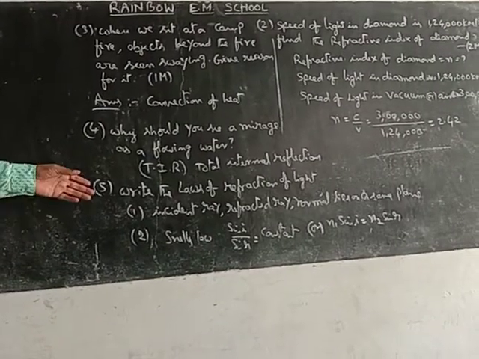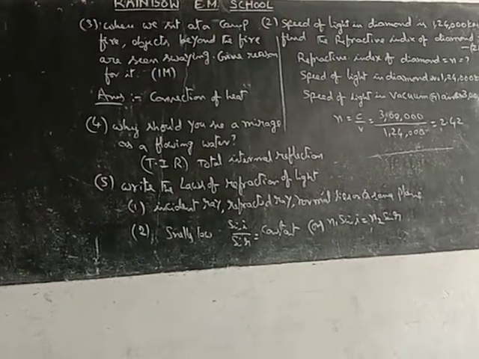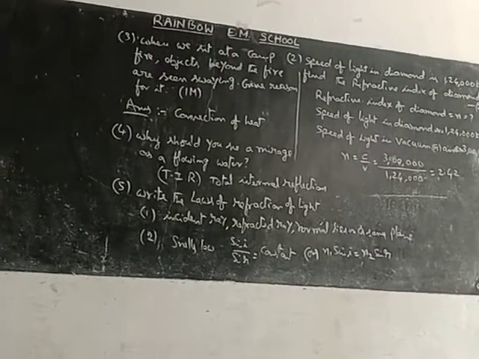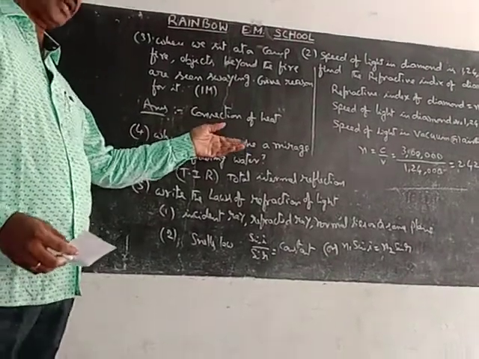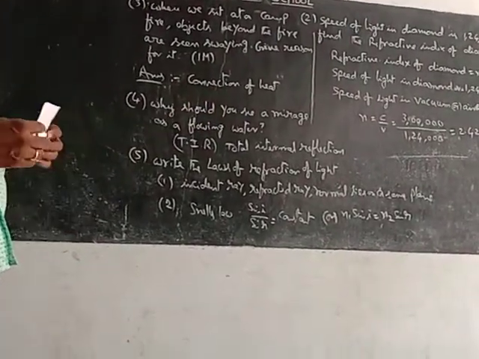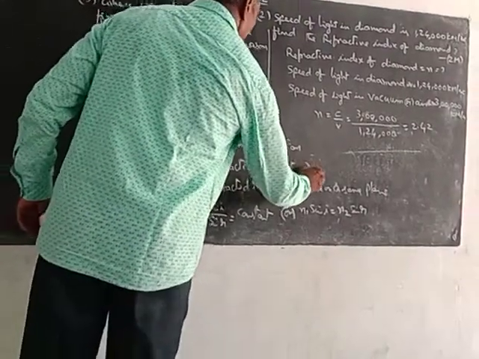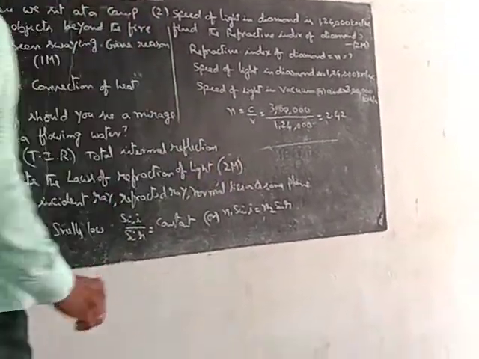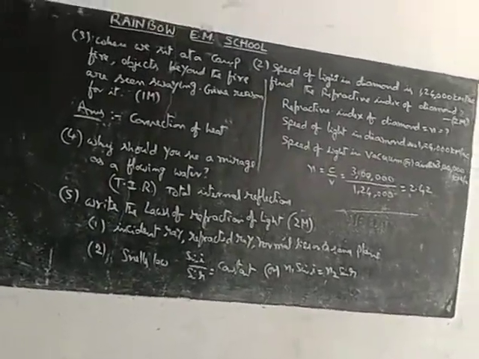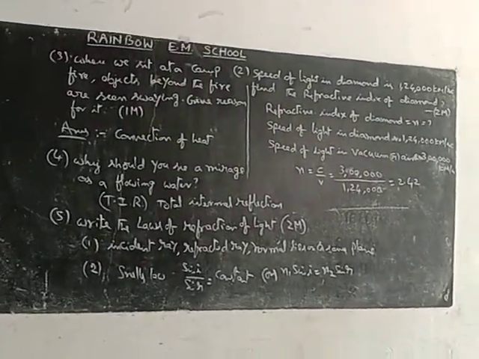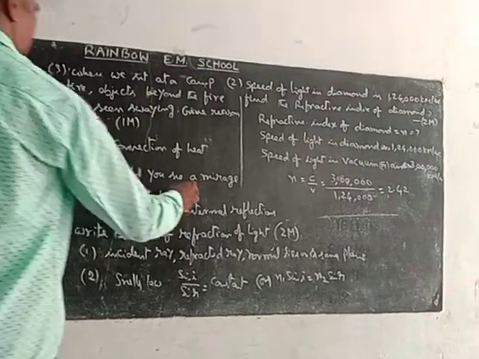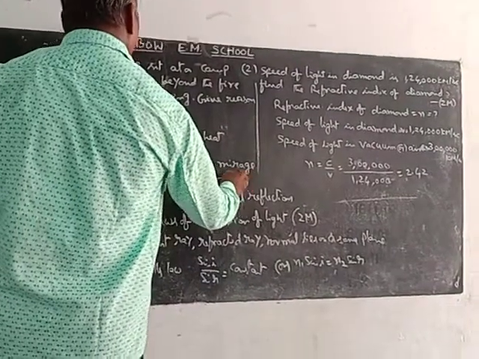The second law means it follows Snell's law. Snell's law means sin i by sin r is equal to a constant, or n1 sin i is equal to n2 sin r. These are the laws of refraction of light. This is a 2 marks question. This is a 1 mark question. Total 10 marks.